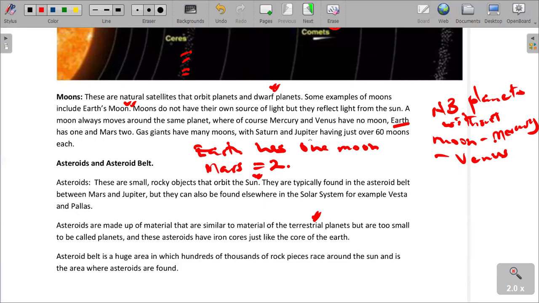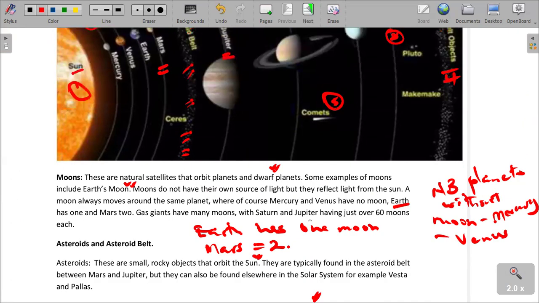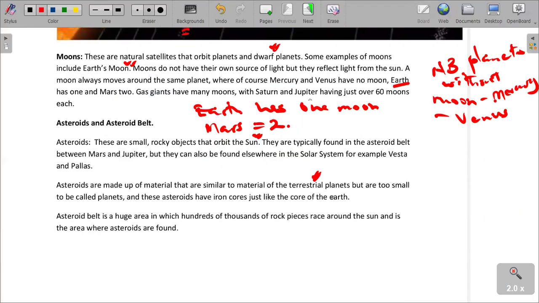In any case, they can't be called planets because they are too small, and these asteroids have iron cores, just like the core of the Earth. They've got some iron at the center of them, just like the core of the Earth. So the asteroid belt is a huge area in which hundreds of thousands of rock pieces race around the sun.